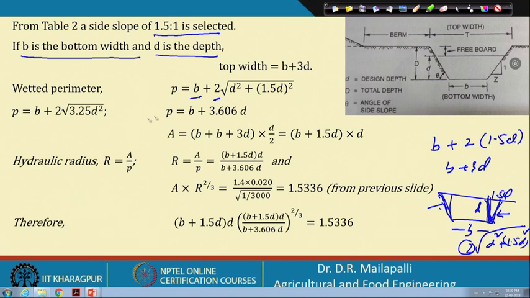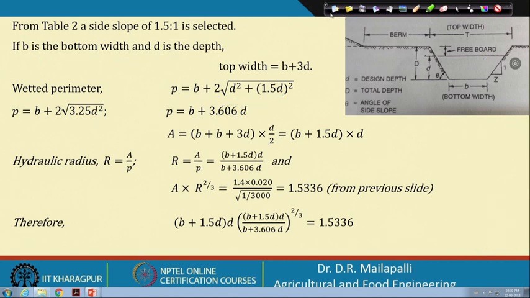So, that will be P. Substituting and simplifying this, you get this equation, and then P is equal to B plus 3.606 D. So, this is the perimeter. Now, A is equal to, so this is the trapezoidal equation, B plus 3D into D by 2. So, this is basically for trapezoidal channels.